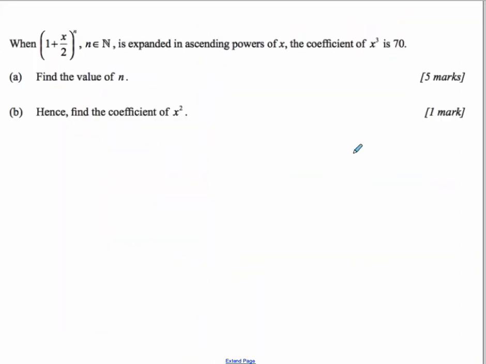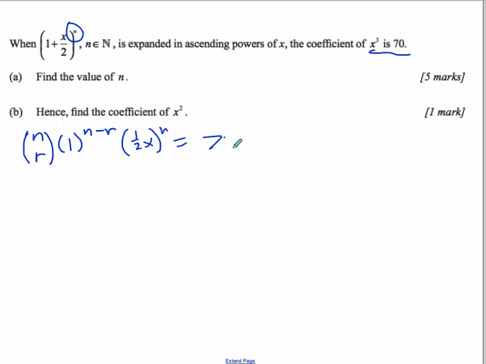Okay, and in our last example, in this case, we've got (1 + x/2) to the power of n, and they give you the coefficient of x to the power of 3. You've got to find the value of n, so this is a little bit different. So let's use our general term again. So we have n choose r times 1 to the power of n minus r times half x to the power of r equals 70x cubed.